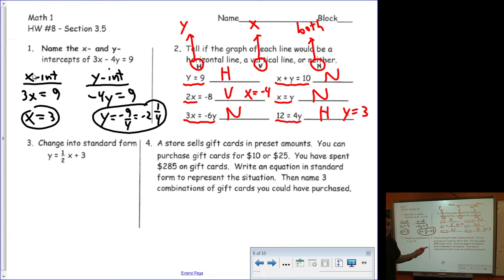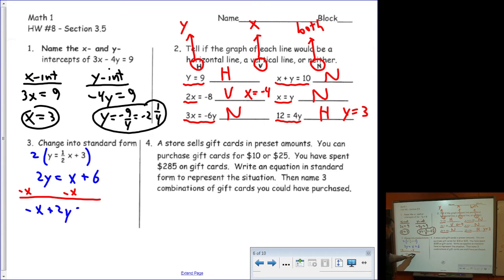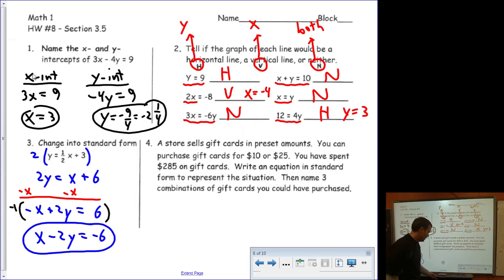All right. Problem 3, I'm supposed to change this into standard form. The first thing I would like to do is clear the fraction. So I'm going to multiply the entire equation by 2. That gives me 2y, that gives me x, and it gives me 6. And then I'm going to move the x over to the other side by subtracting x from both sides. That's going to give me -x plus 2y equals 6. And finally, I want the x term to be positive, so I'm going to multiply by -1, giving me x minus 2y equals -6.